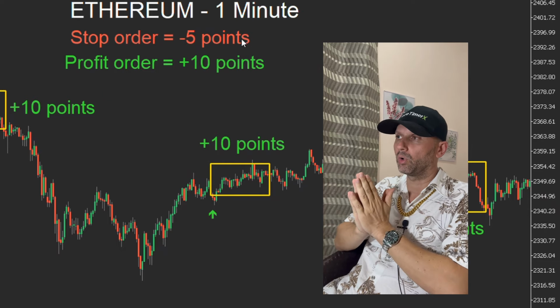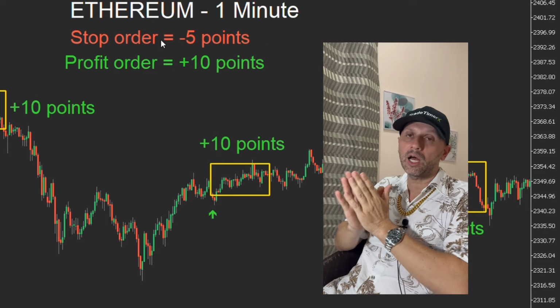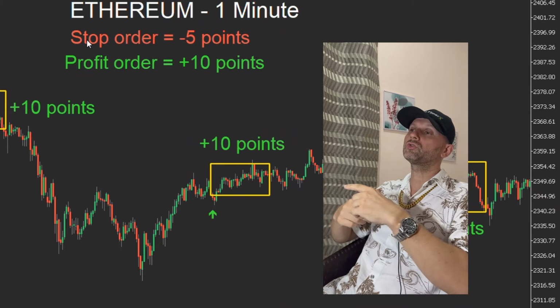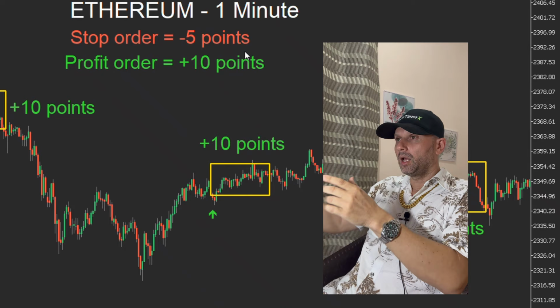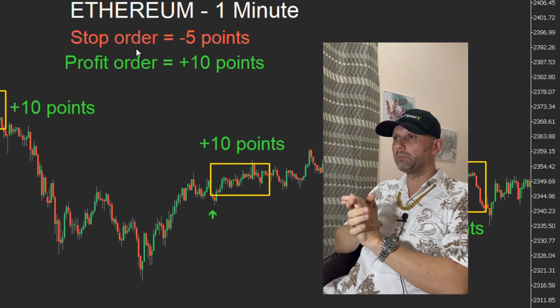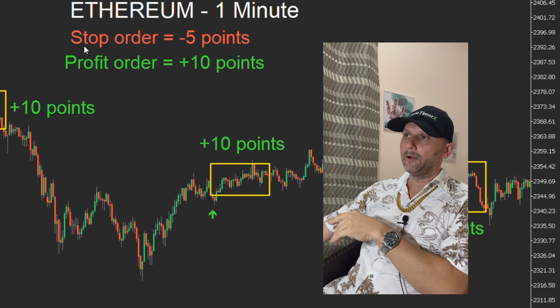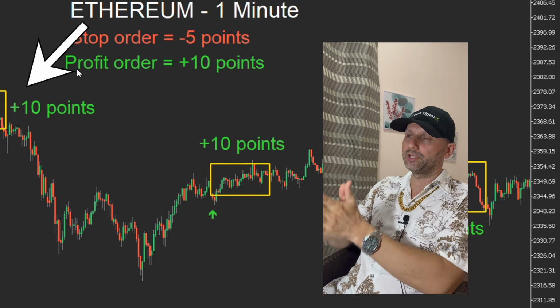I want little small trades. That's what I'm looking for. So 5 points to the downside. Again, 2-to-1 risk reward ratio. So our profit orders are going to be at 10 points. And we're going to jump to trade number one. As you could see here, we get a beautiful down arrow.